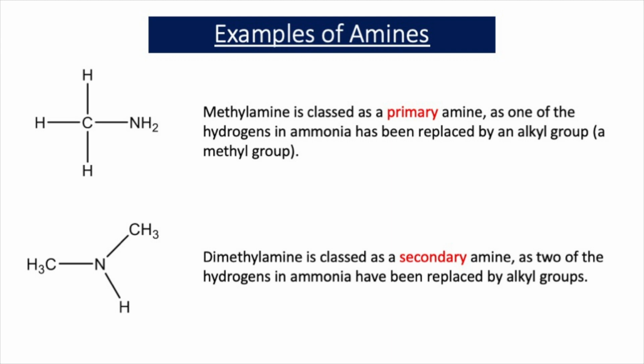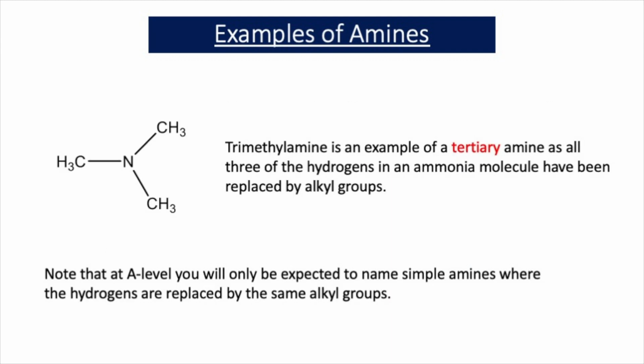And as only one of the hydrogens in ammonia has been replaced by an alkyl group, it's classed as a primary amine. In the second example, we have dimethylamine, and this is classed as a secondary amine because two of the hydrogens in ammonia have been replaced by alkyl groups. And here's another example of an amine. Trimethylamine is classed as a tertiary amine, as all three of the hydrogens in an ammonia molecule have been replaced by alkyl groups. And in this case, there are three alkyl groups attached to the nitrogen.